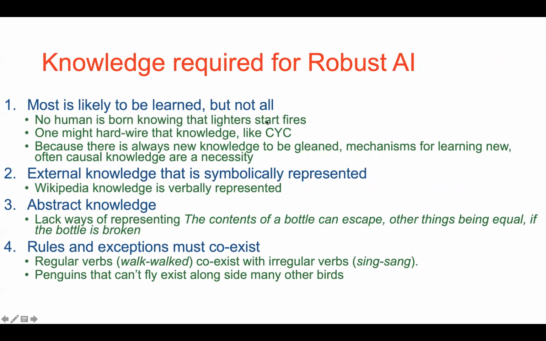All right, so what is the knowledge required for robust AI? We're arguing that we need some knowledge in these systems. And we now argue the knowledge required is most likely to be learned, but not all. No human is born knowing that lighters will start fires. Or one might hardwire that knowledge. Psych is a system that was developed for encoding all human knowledge. Because there's always new knowledge to be gleaned, the mechanisms for learning new, often causal knowledge are necessary.